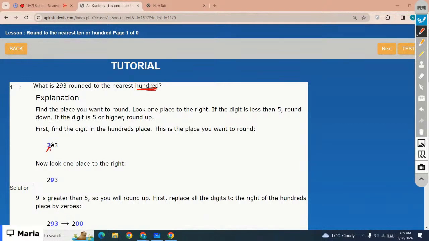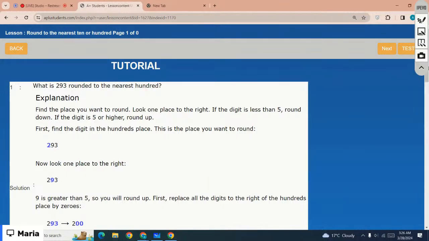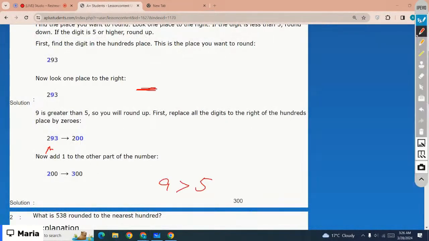So 2 is at the 100 place, right? And the next digit to 2 is 9. You have to compare the 9 to 5. 9 is greater than 5, right? So because 9 is greater than 5, you have to round up. You need to add 1 to 2, and the other digits you need to replace with a 0. So you round it up to 300, not 200.